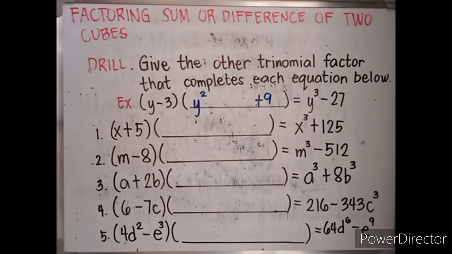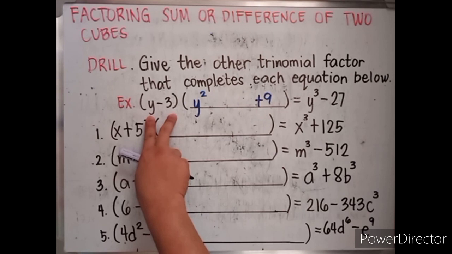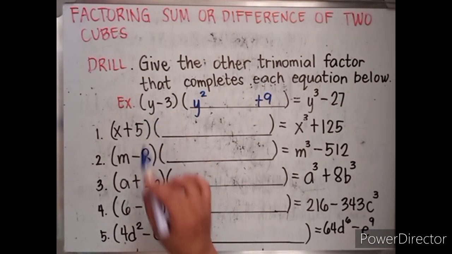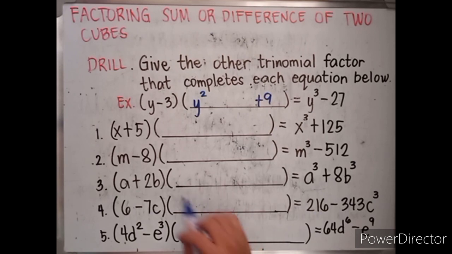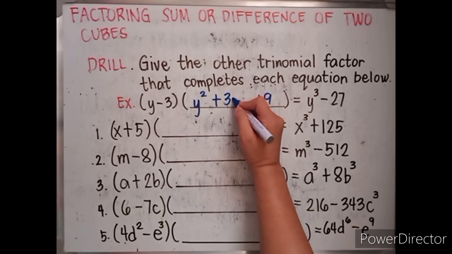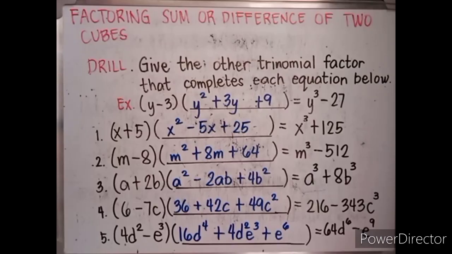Naalala nyo pa ba kung paano makuha yung middle term? So imumultiply silang dalawa, pero babalik na rin ang sign. Y times negative 3 is negative 3y. So opposite its sign is positive 3y. So therefore, this is our trinomial factor. Okay? So, pakigawa na po yung ating drill. At pagbalik nyo ay mag-check na po tayo. Good luck! A few moments later.